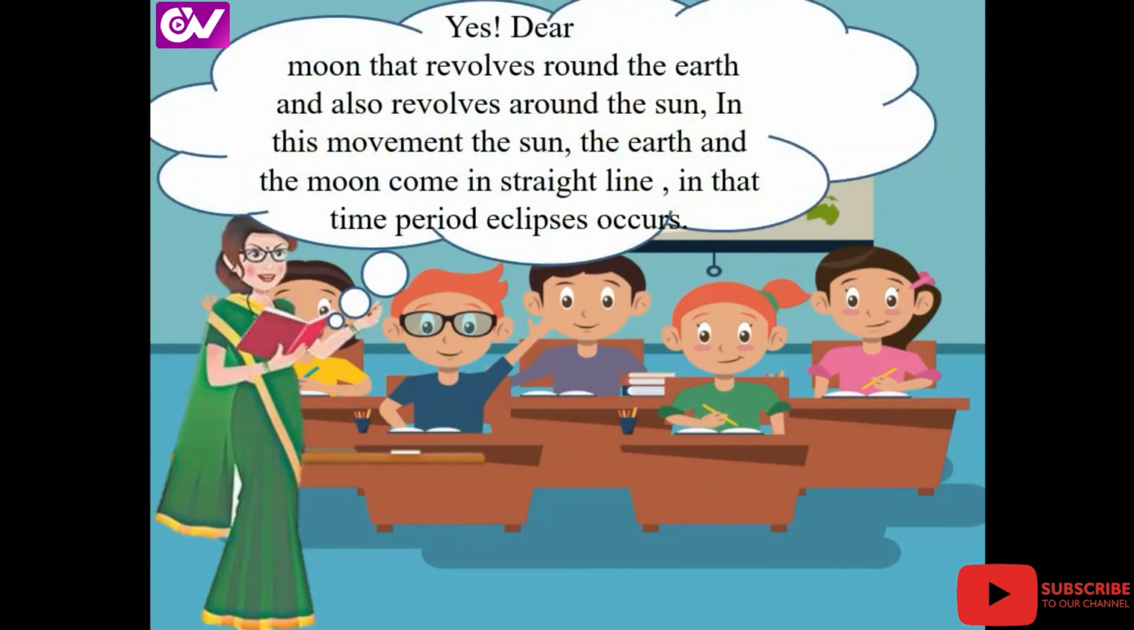Yes, dear. The moon revolves around the earth and also revolves around the sun. At this moment, the sun, the earth and the moon come in a straight line. At that time, eclipses occur. So what will happen is the moon revolves around the earth and also around the sun. At that time, the sun, the earth and the moon, the 3 different celestial bodies, will travel in a straight line. That time period is called eclipses.